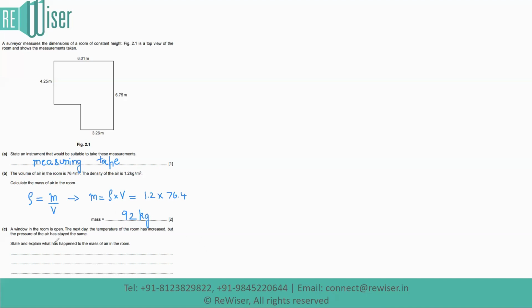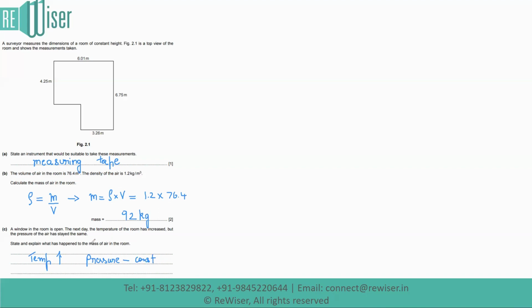Now here, let's understand how all the quantities behave. Here, temperature is increased. Temperature increases. Pressure remains a constant. So let's write that too. Pressure remains a constant.